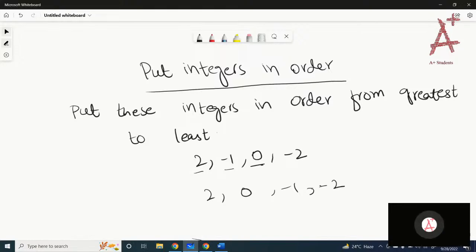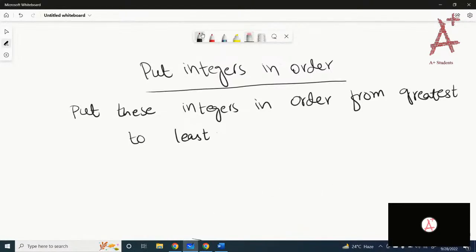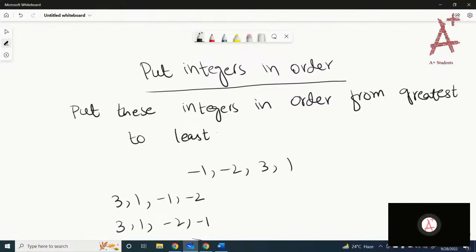Okay, the next one is put these integers in order from greatest to least. And the numbers are -1, -2, 3, and 1. The options you are given are 3, 1, -1, -2. And the second one is 3, 1, -2, -1. So which of the options is the correct one? The first one or the second one?